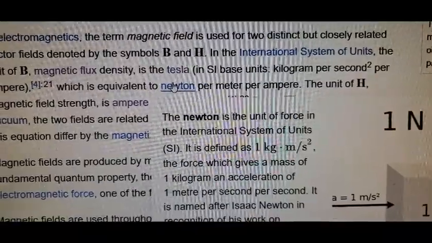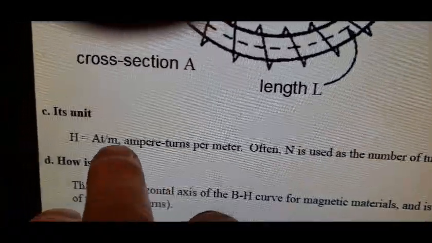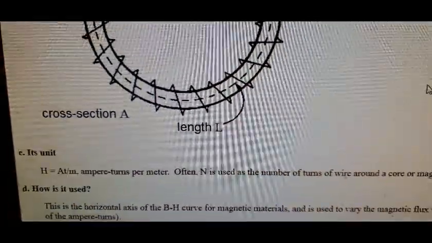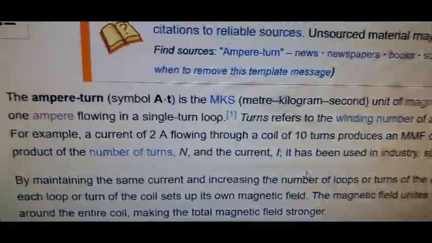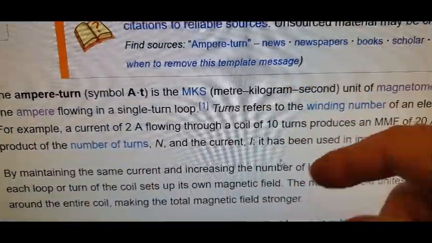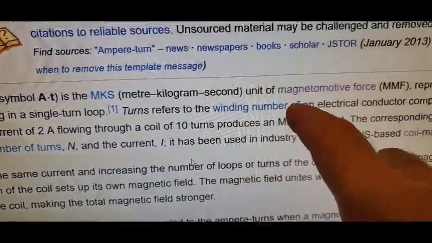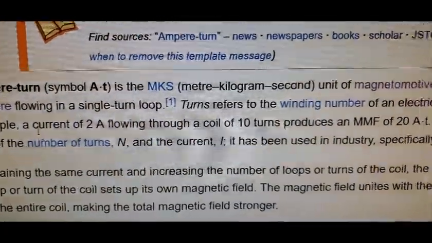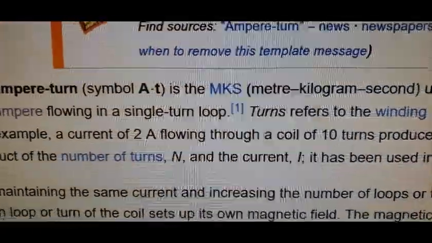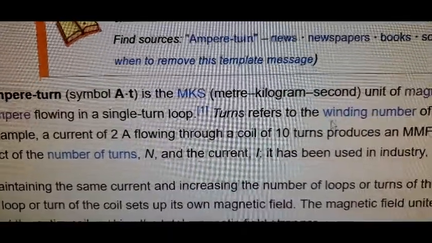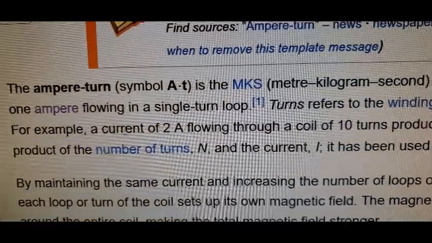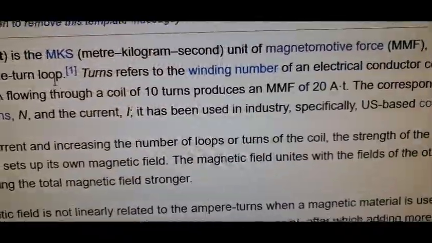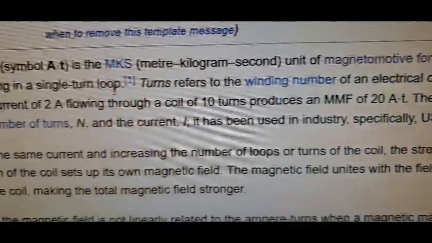Let's find the ampere turn. To express it more formally, the H field is ampere turns per meter. So what's an amp turn? The ampere turn, in addition to determining the H field strength, is the unit of magnetomotive force. First, let's talk about what it is. It's how many amps are flowing through how many turns in a coil. So a current of 2 amps flowing through a coil of 10 turns produces a magnetomotive force of 20 amp turns.